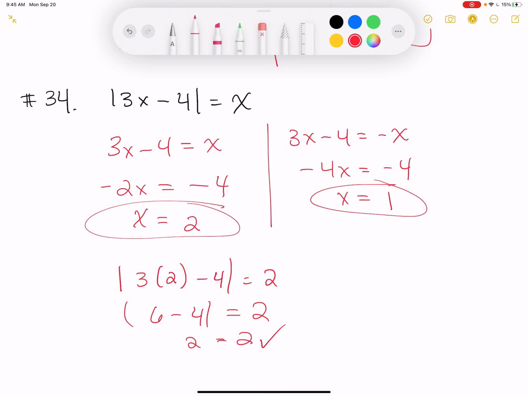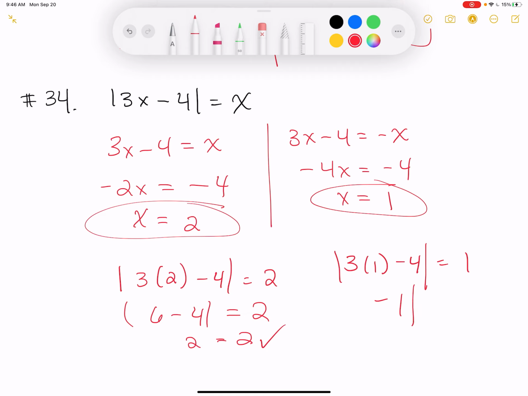This one, 3 times 1 minus 4 is equal to 1. Is it equal to negative 1? I was just saying it's all going back into the original. Sorry, I should have specified that. It's all going back in the original.